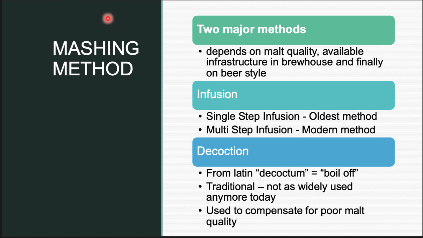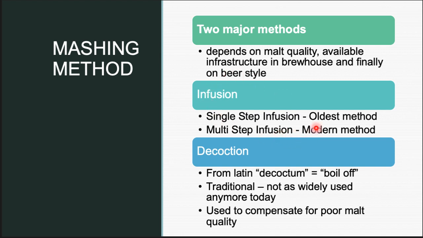Mashing method primarily depends on the beer that you want to produce, quality of malt available, and the infrastructure available in the brew house, such as number of brew vessels, vessel design and its components, provision of heating in the vessel, and the associated pump and pipelines. Broadly, mashing processes are categorized as infusion mashing and decoction mashing. Infusion mashing is further categorized as single-step infusion and multi-step infusion, which we shall see later in this presentation.